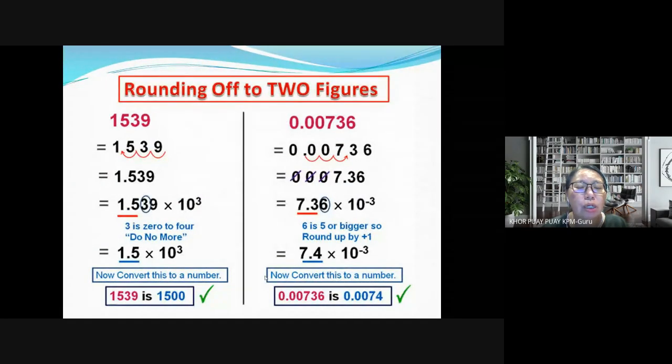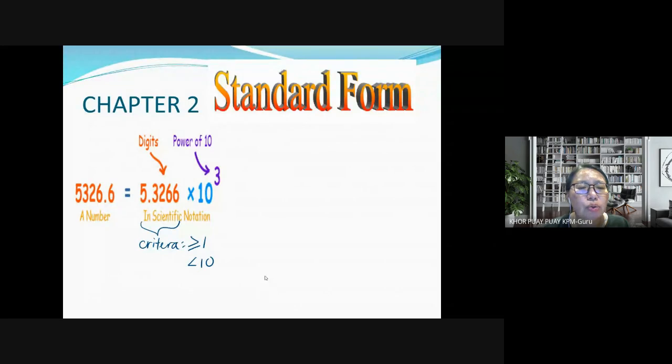Okay, what else? You must know how to write a standard form. Normally, what they do is they will give you a number, and from that number, they say, hey, I want to write a shortcut of this number. I don't want to write the number too long. So the shortcut is what we call standard form.